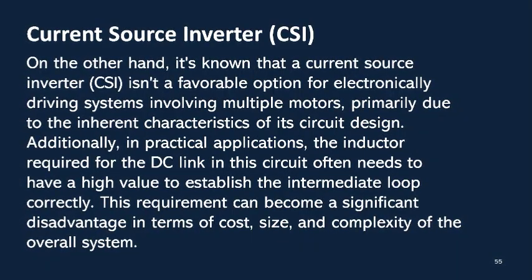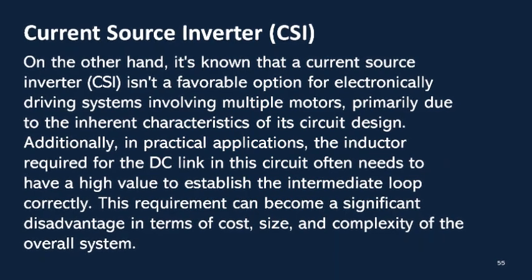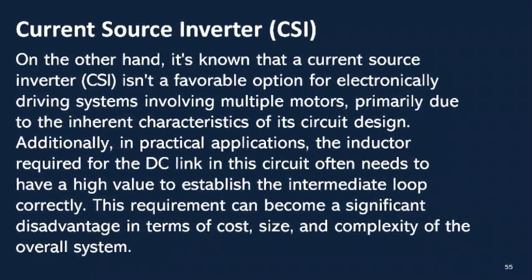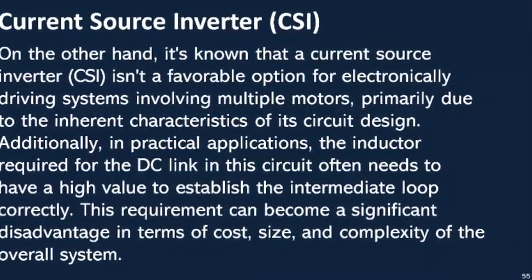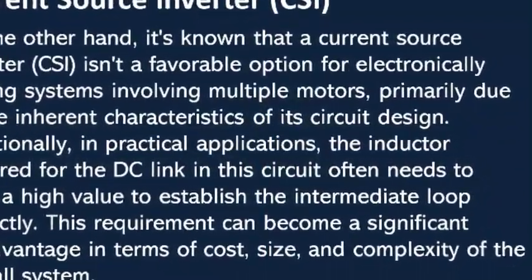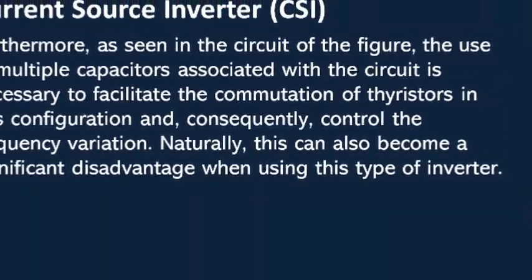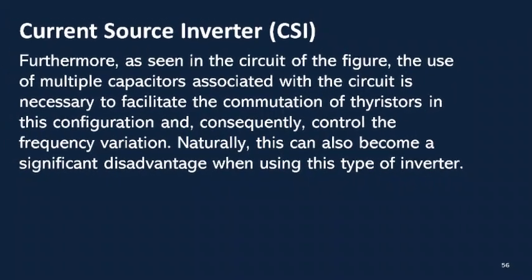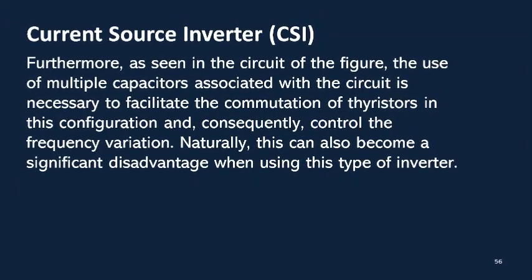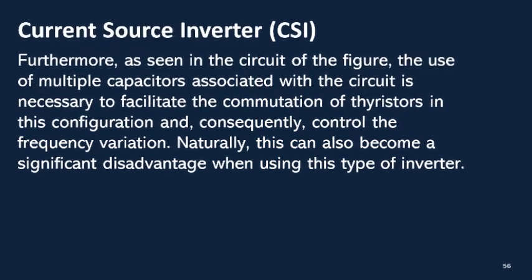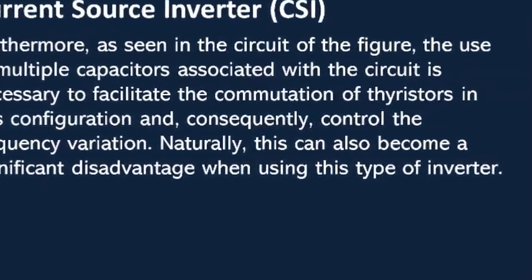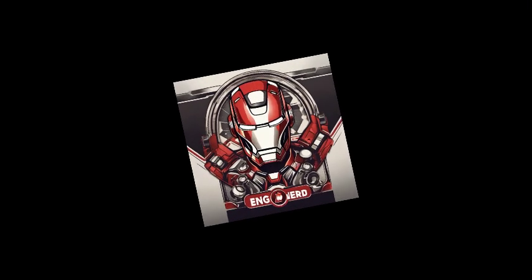Additionally, in practical applications, the DC link inductor often needs to have a high value to properly establish the intermediate loop. This requirement can significantly increase the cost, size, and complexity of the overall system. Moreover, as depicted in the circuit diagram, the use of multiple capacitors is essential to aid in the commutation of thyristors and thereby control frequency variation in this configuration. However, this necessity can also pose a notable disadvantage when employing this type of inverter.